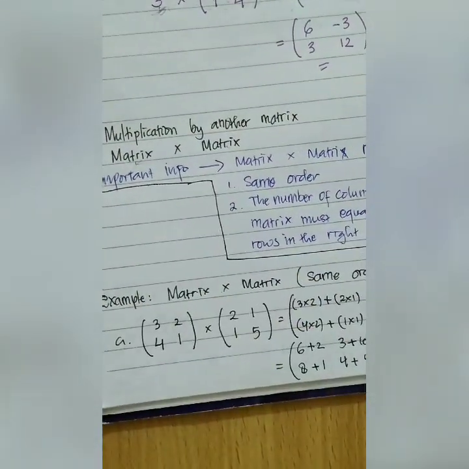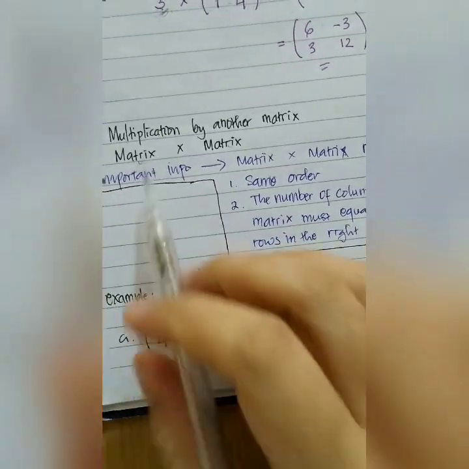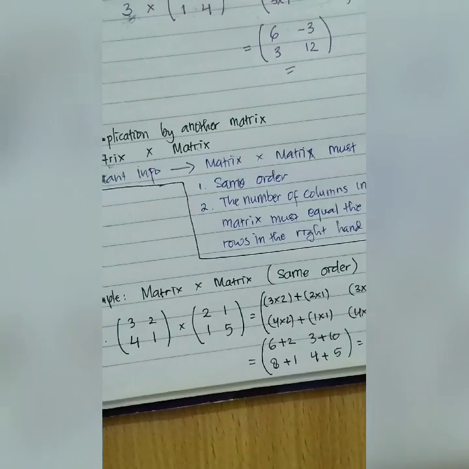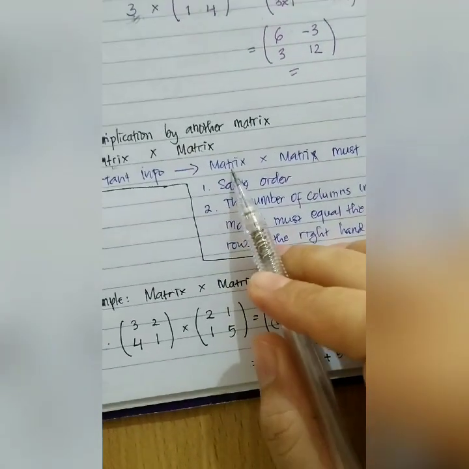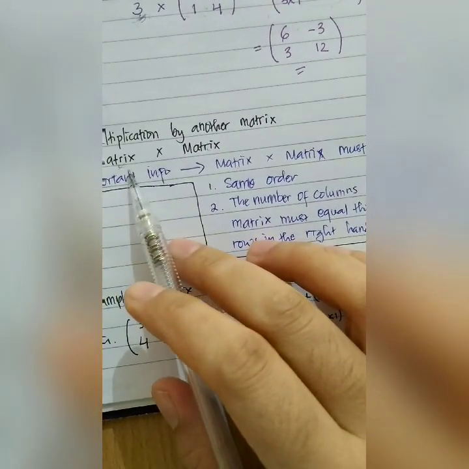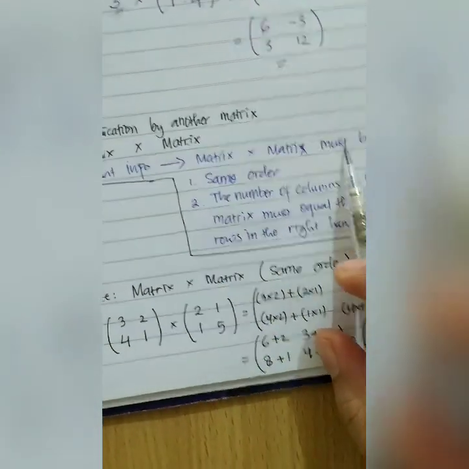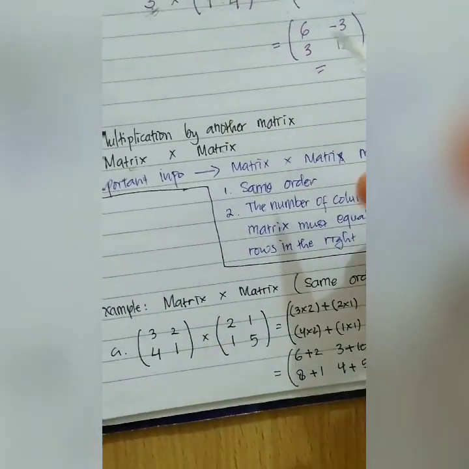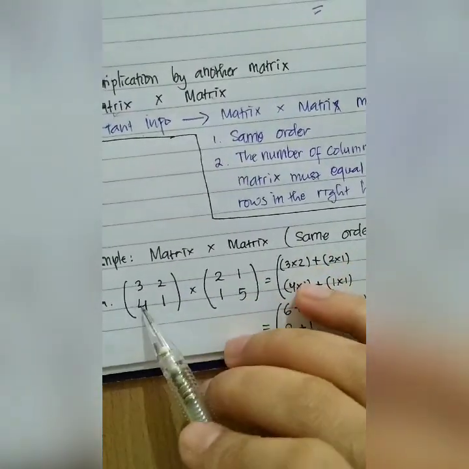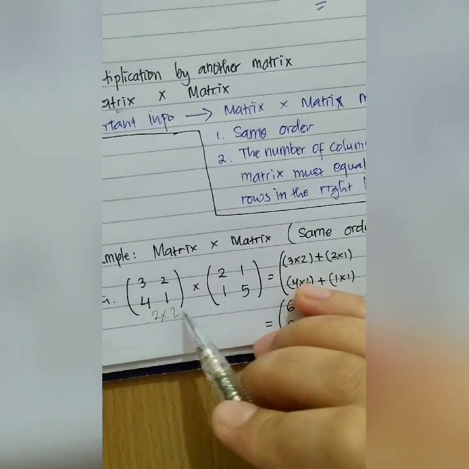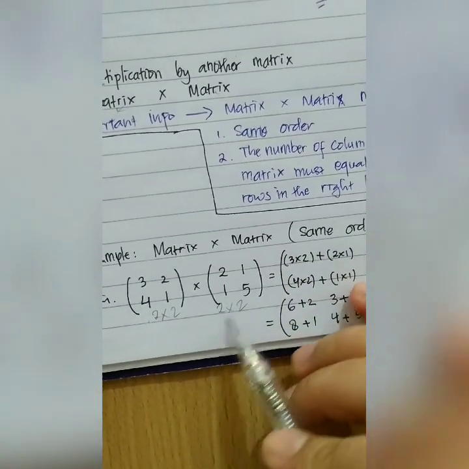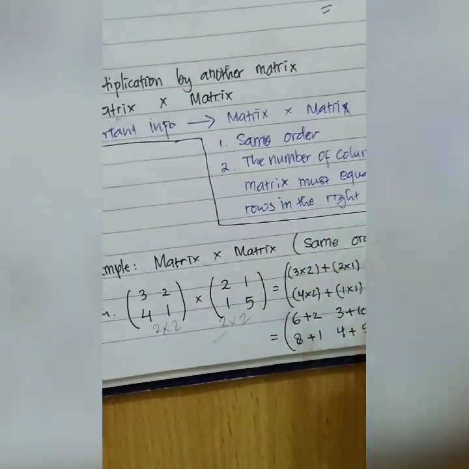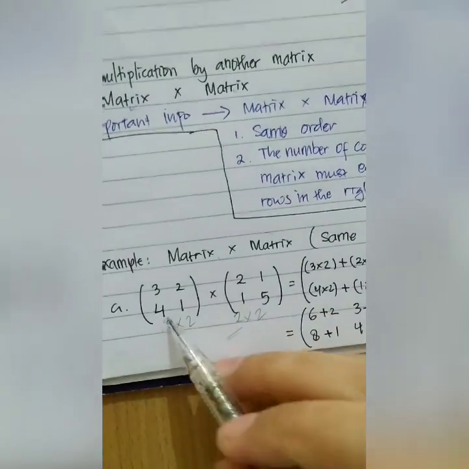For this kind of subtopic, you need to remember two very important things when you are going to multiply matrix by matrix. First, you have to remember the requirement. So to multiply matrices, they must be the same order. That's the first one. If you have this one, this is 2 by 2 and here is 2 by 2 also, so this one can be multiplied because they have the same order.